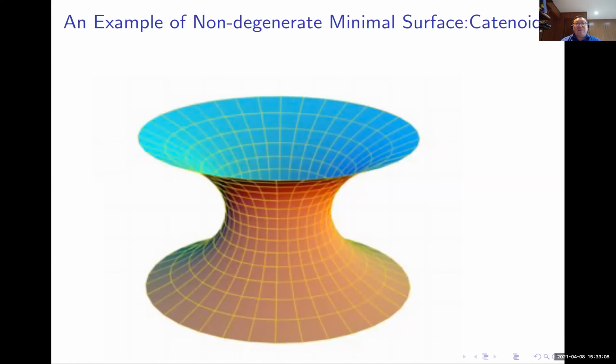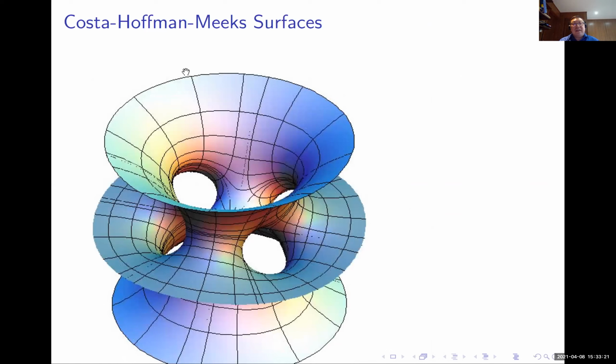An example of a non-degenerate minimal surface is the standard catenoid. This is a catenoid, and it has 2 ends. Another example is the Costa surface, the Costa-Hoffman-Meeks surface. In this case, you have 3 ends, and then you have some holes inside. So this is a minimal surface.